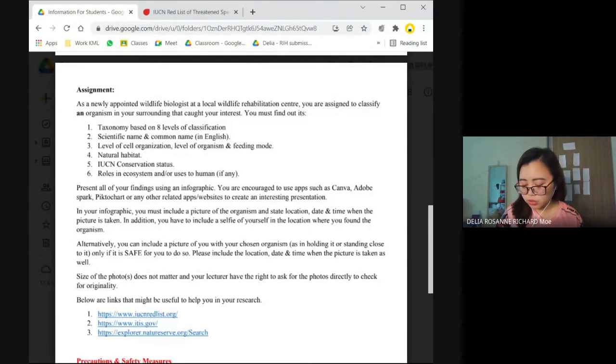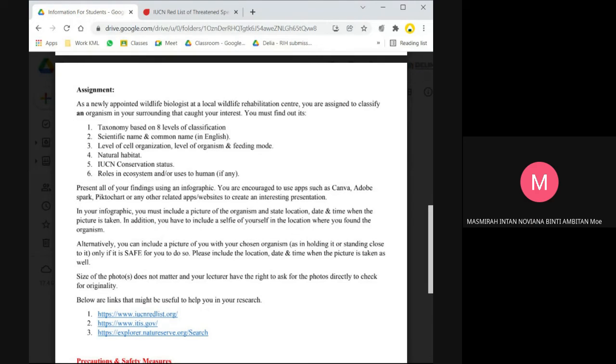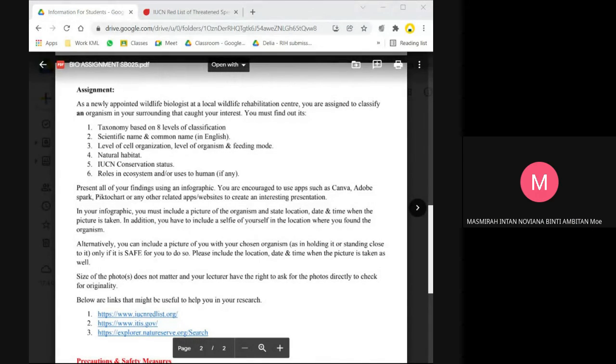Alright, what else do I need to tell you? Oh yeah, I want if possible everybody in the class don't have the same organism. Nanti saya akan sediakan Google Sheet. I like Google Sheets, so I'm gonna make Google Sheet. After you found your organism, you isi the Google Sheet.